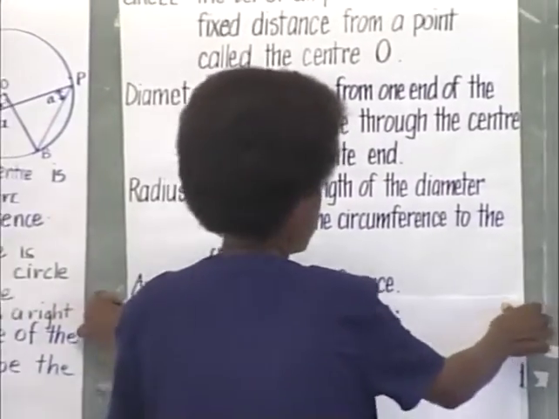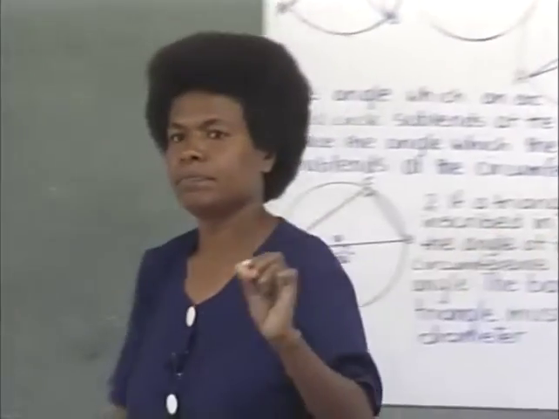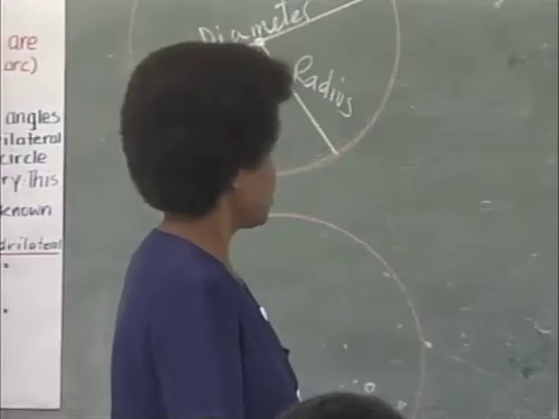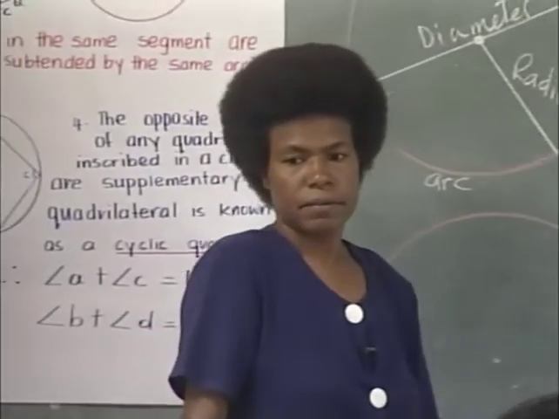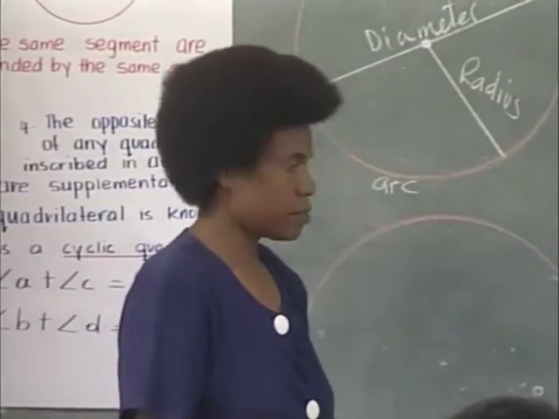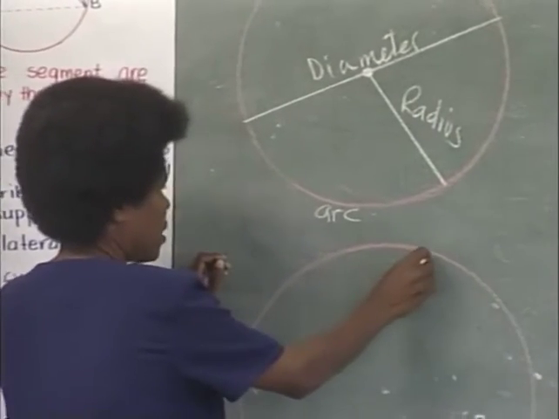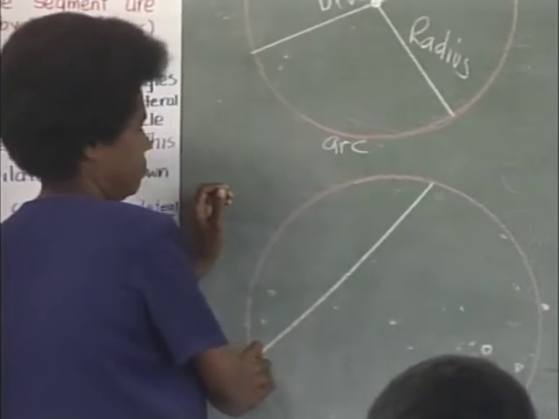Right, next one, chord. A chord is a line joining 2 points on a circumference. The diameter is the longest chord. Good. Any line joining 2 points on the circumference. So here I can draw a chord there.